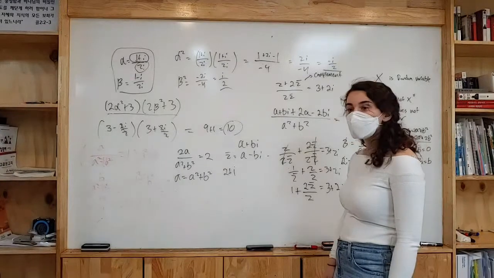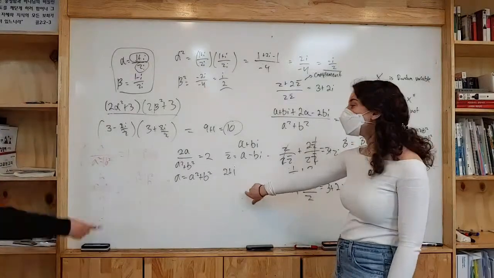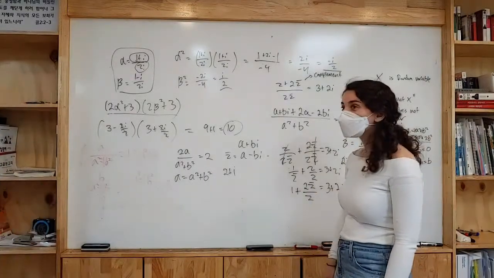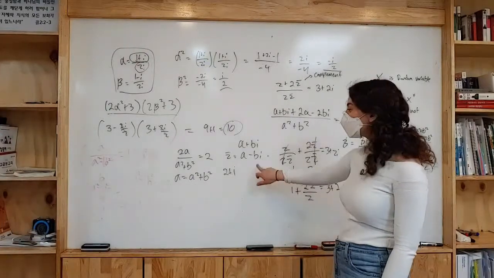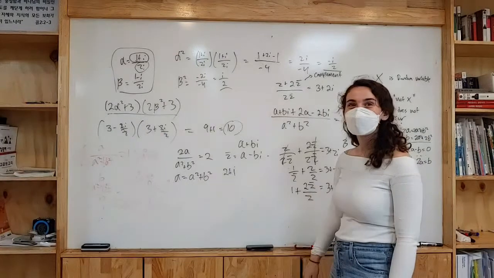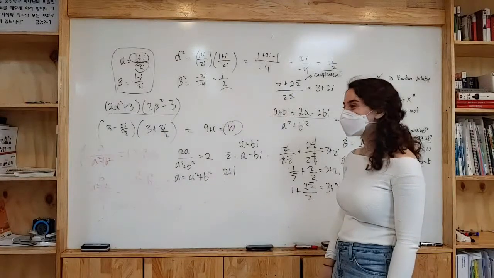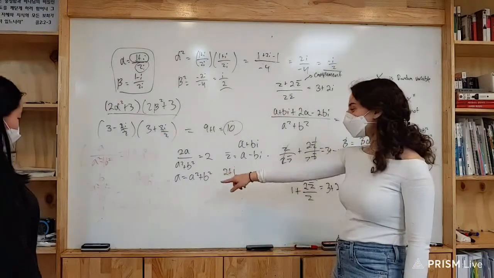We did this, but we don't know what A and B are yet. We did this. I go... This is what we got.